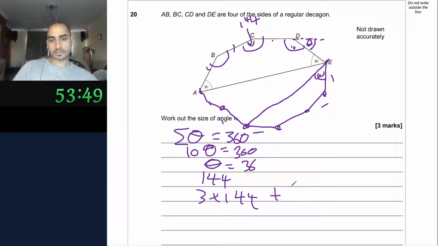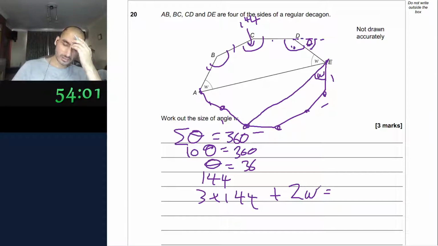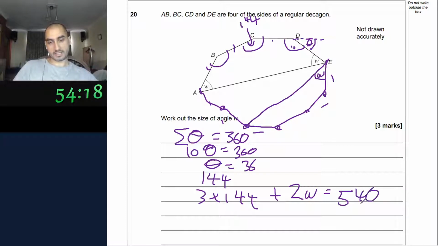So we've got 3 times 144 plus 2w equals the sum of angles in a pentagon, which I think is 540. So hang on, for a triangle it's 180, for a quadrilateral it's 360. Yeah, I think it's 540. Just add 180 each time. So then w equals 540, take away 3 times 144, over 2.